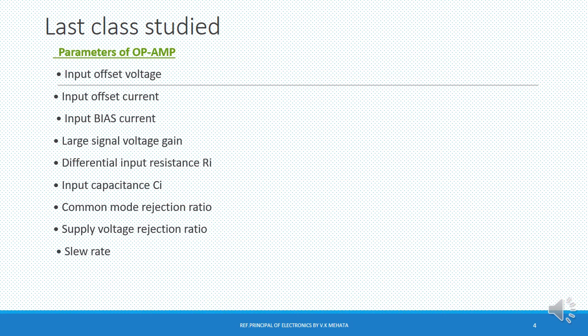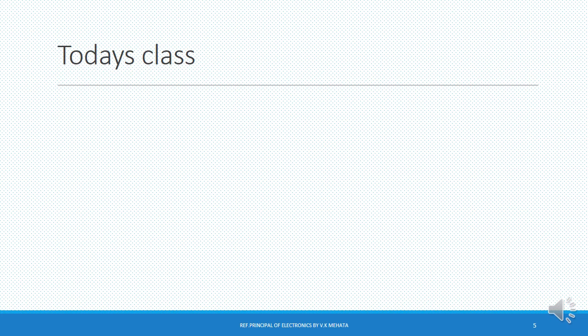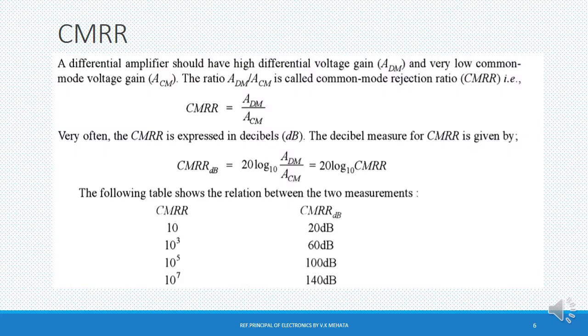Okay. In today's class, we are going to study the CMRR and slew rate in detail. These are also parameters of the operational amplifier. In detail, you are going to study these parameters. Okay, so let us begin the class with the definition of the CMRR.